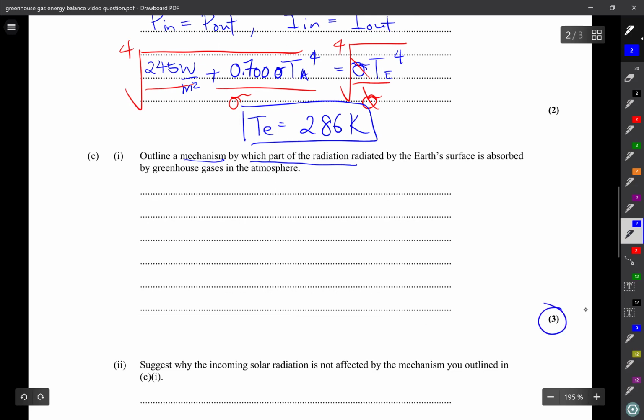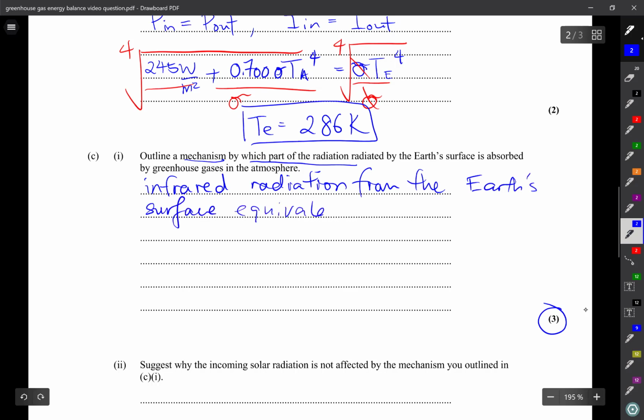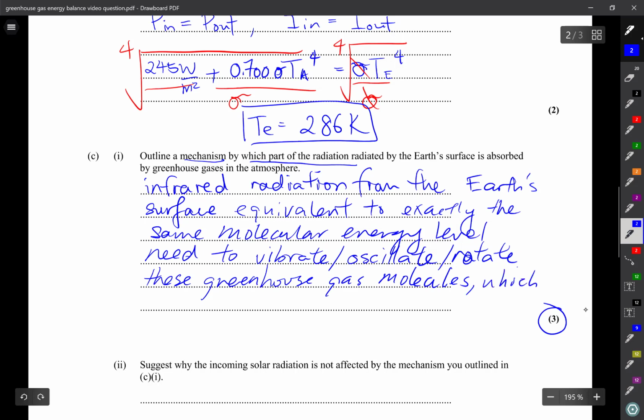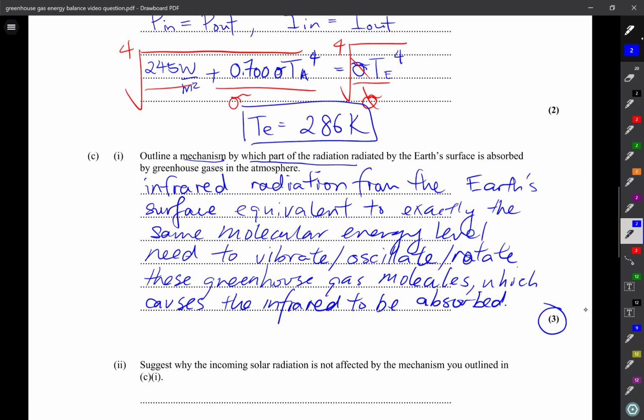So we want to say that this is infrared. So: infrared radiation from the Earth's surface, corresponding, or actually a better word is equivalent, to exactly the same energy level, or to be more specific, the same molecular energy level needed to vibrate, oscillate, rotate these greenhouse gas molecules, which causes the infrared to be absorbed. Sometimes that last line, based on your reasoning, therefore causing the radiation to be absorbed, can give you that last mark.